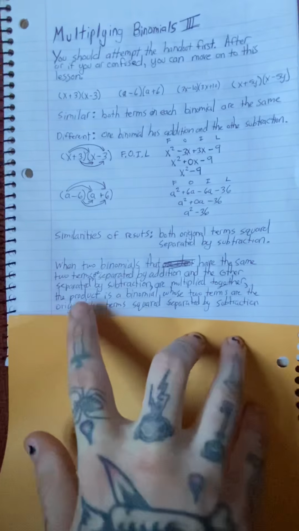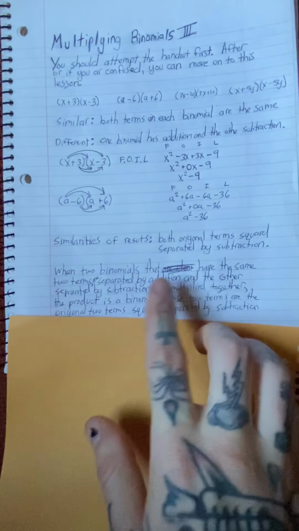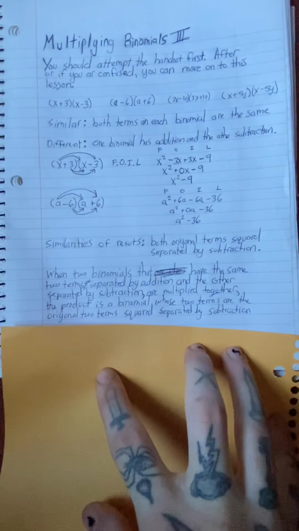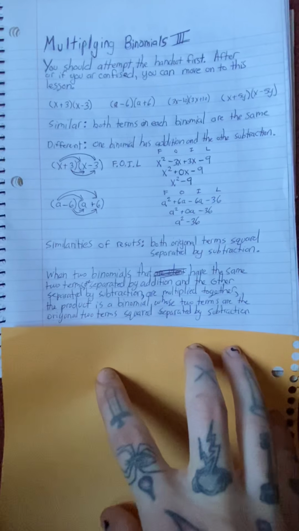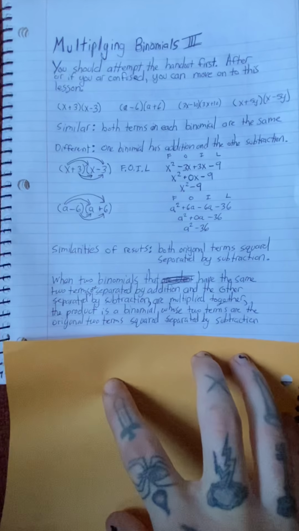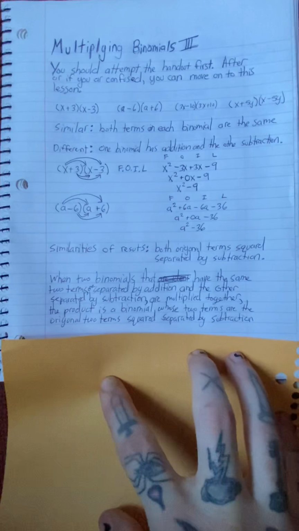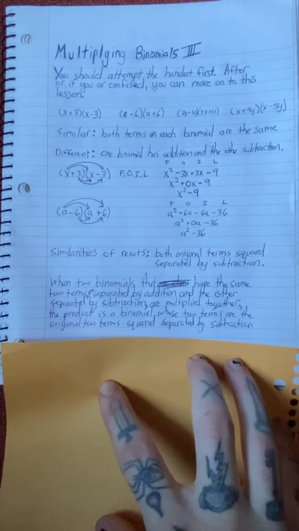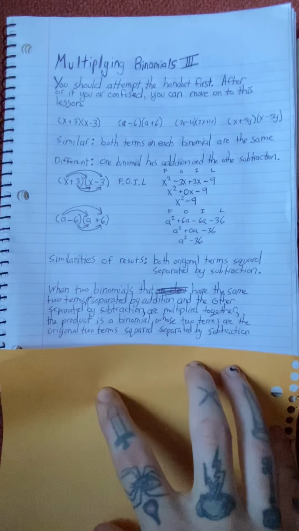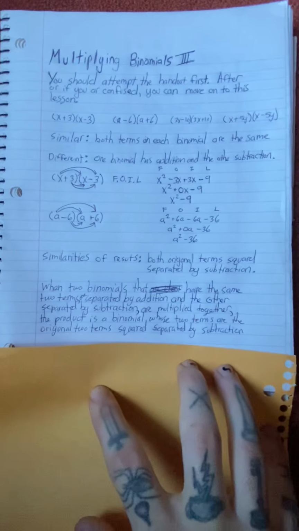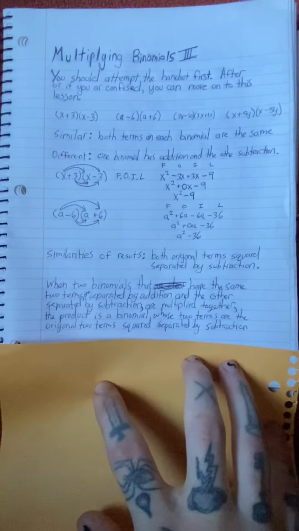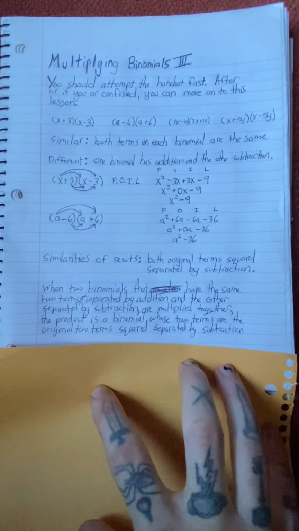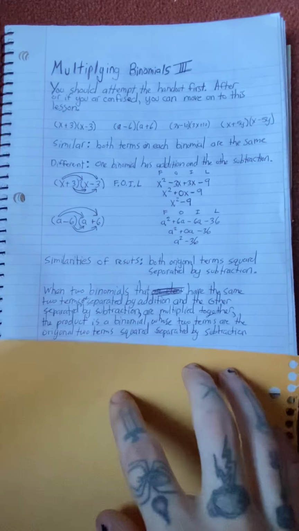So when two binomials that have the same two terms, one separated by addition and the other separated by subtraction, are multiplied together, the product is a binomial whose two terms are the original two terms squared separated by subtraction. Now, I know that's kind of a wordy explanation of what's going on, but it will become clear on the next page.